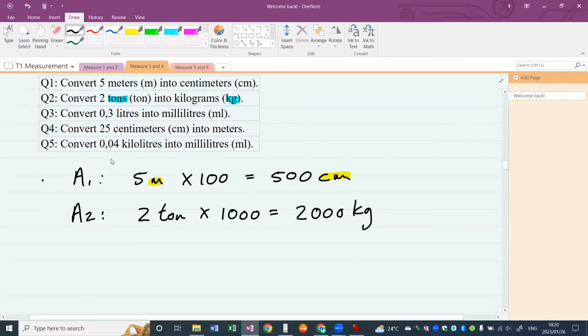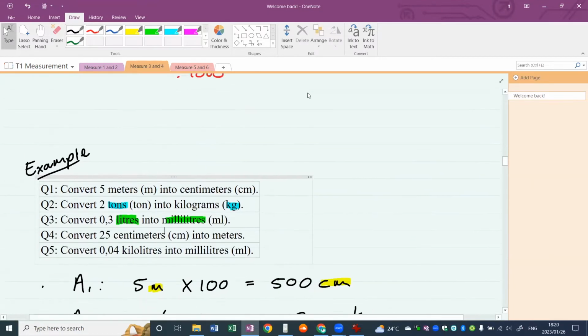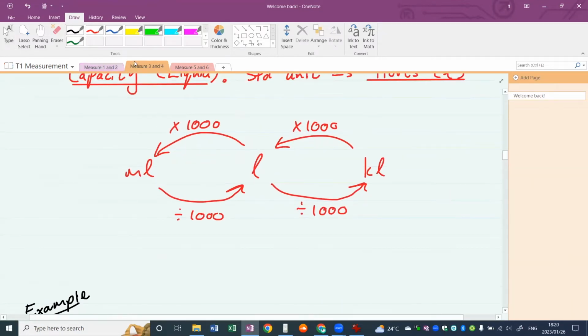Let's go to question 3. Question 3 says, convert, now look at this one, 0.3 liters into milliliters. So we need the capacity diagram. Here's my capacity diagram. We need to go from liters to milliliters, and we're going down to milliliters, so we need to times by 1,000.